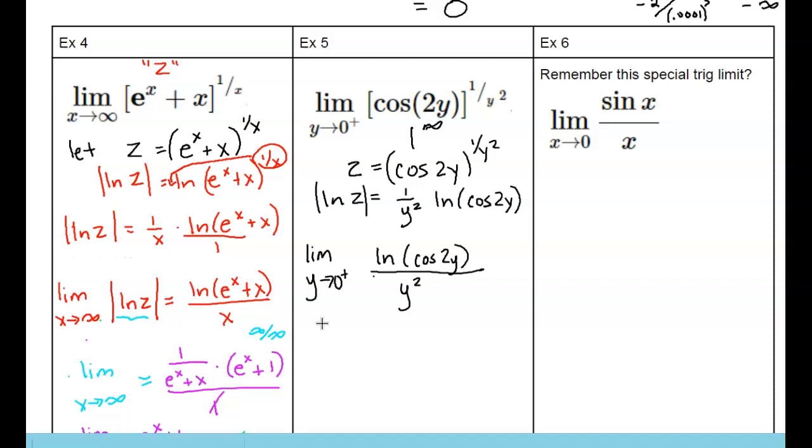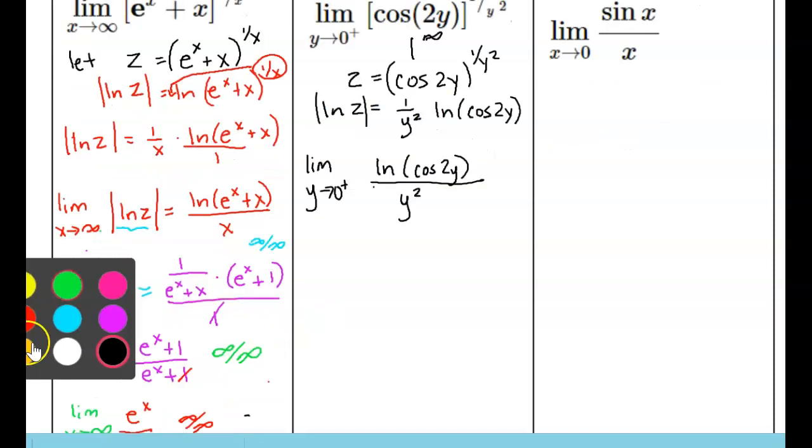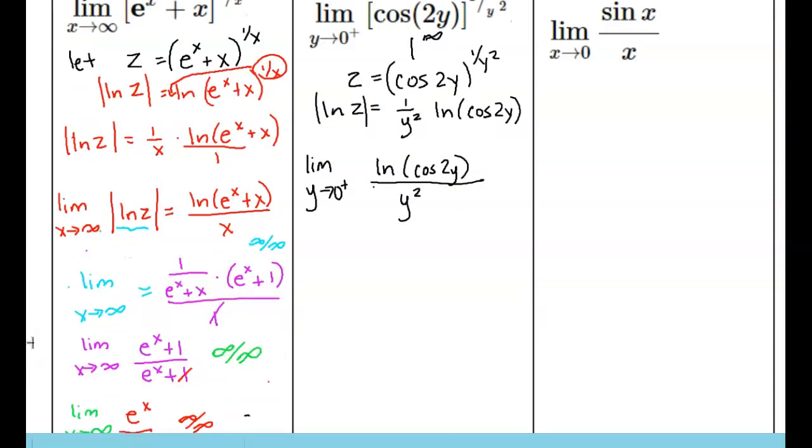So now if I plug in 0, it's the cosine of 0, which is 1, and I could take the natural log of 1. So natural log of 1 says e to what power gives you 1? Well, that's 0. Then if I plug in 0 squared, I get 0. So this is 0 over 0, which means it is indeterminate. So we need to do L'Hopital's rule.